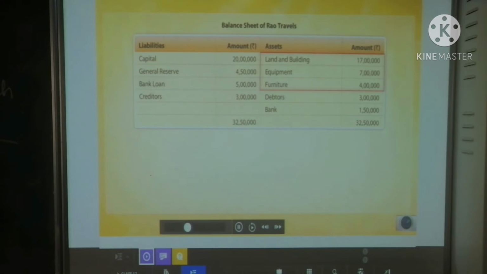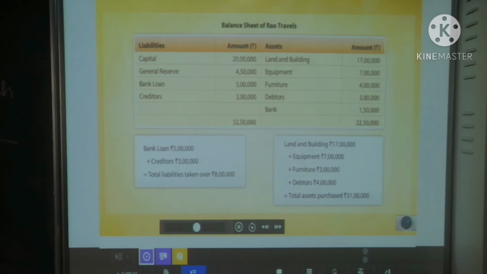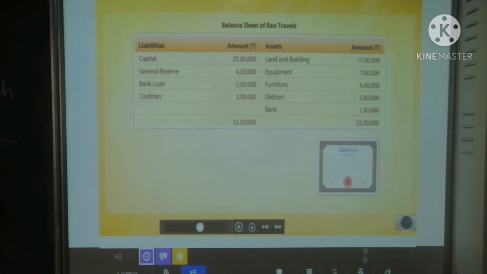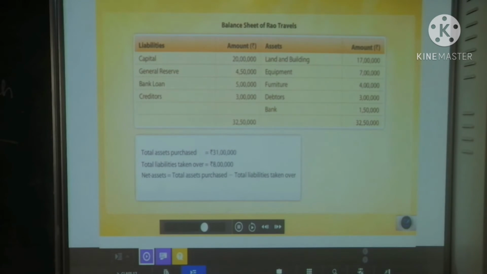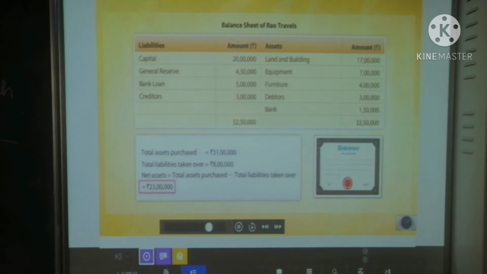Revisit takes over all the fixed assets of Rao Travels and the debtors at book value. Revisit also agrees to repay the bank loan and creditors. Revisit purchases assets of 31 lakh rupees and takes over liabilities of 8 lakh rupees. Revisit issues debentures to purchase the assets and liabilities of Rao Travels. The purchase consideration is equal to the value of net assets. So, Revisit issues debentures worth 23 lakh rupees.